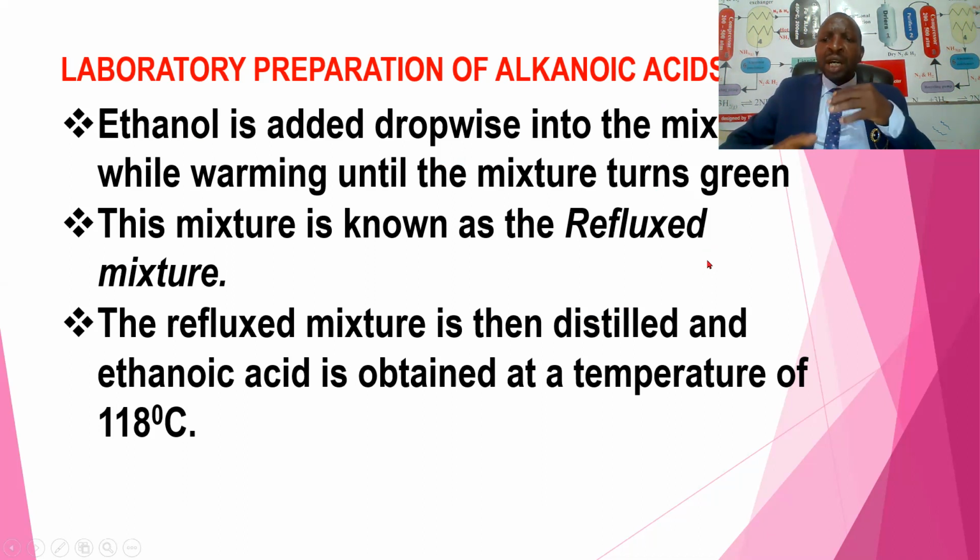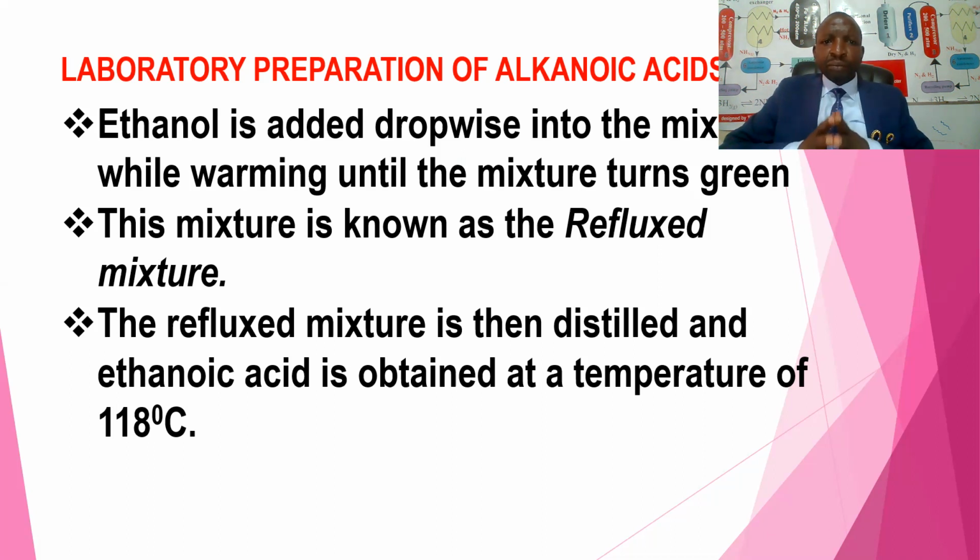The concept is that during the oxidation process, the oxidizing agents are reduced. The dichromate changes from chromium 6, which is orange, to chromium 3, which is green. That is why the acidified potassium dichromate changes from orange to green. If it is acidified potassium manganate 7, it will change from purple to colorless. Very, very important.